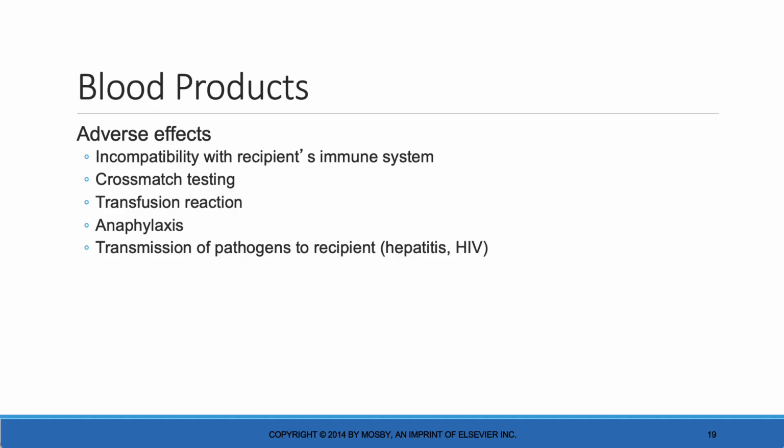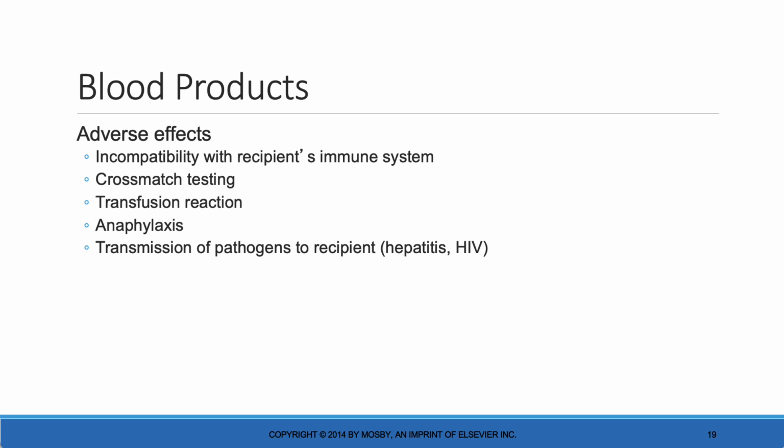So what are the adverse effects or the problems with blood products? Well, of course, incompatibility with the recipient's immune system. So if you're A positive and you get, well, let's put it the other way around. If you're O negative and you get A positive blood, that's going to be a problem, isn't it? Or if you're B and you get AB blood, that's going to be a problem. So we have to do cross-match testing. We have to monitor always for transfusion reaction.